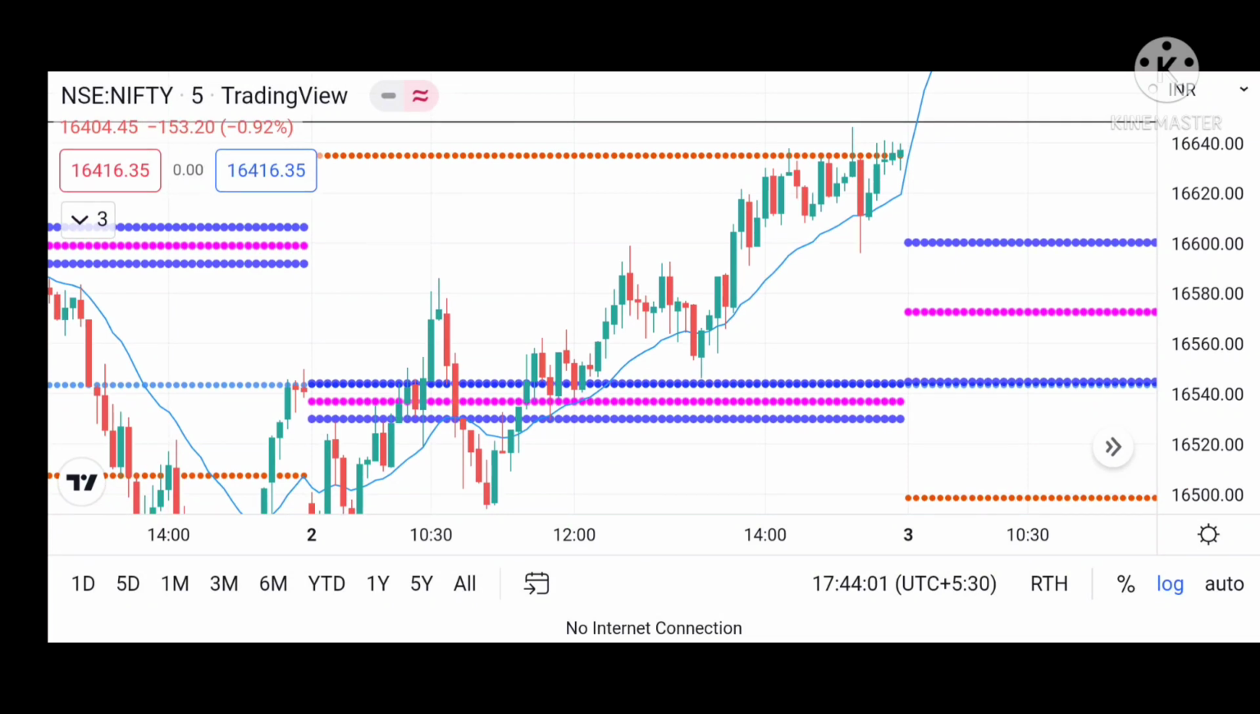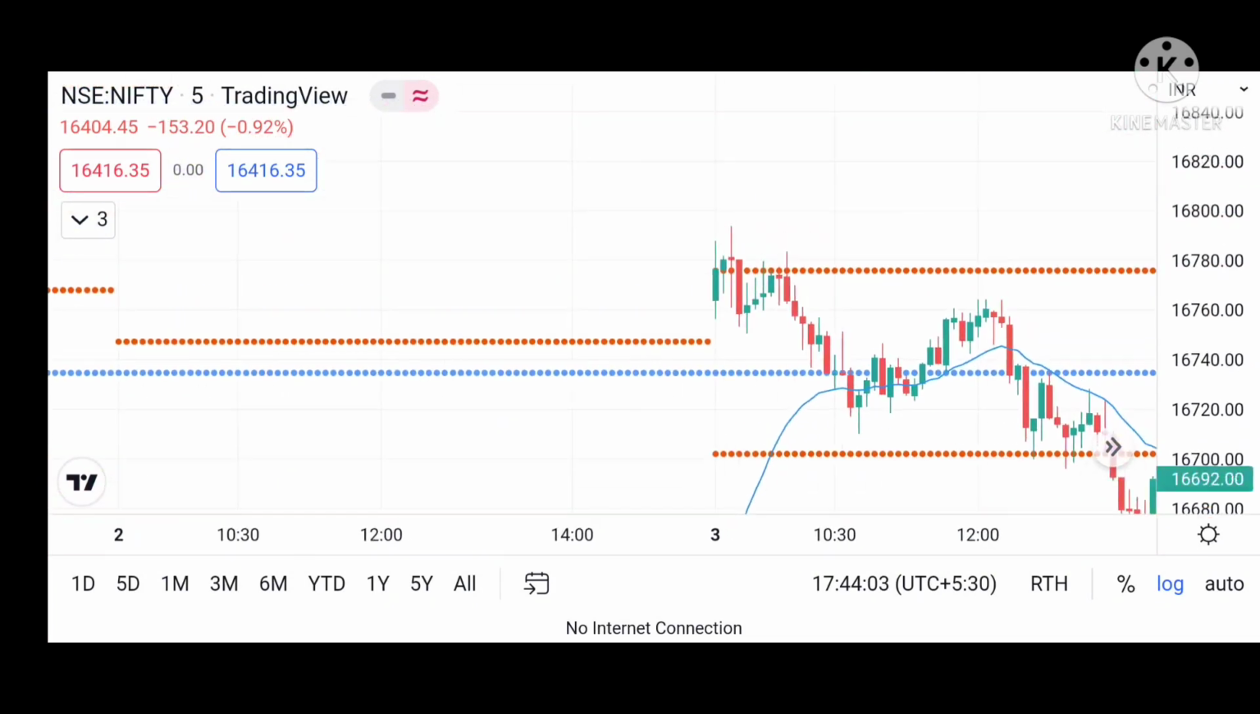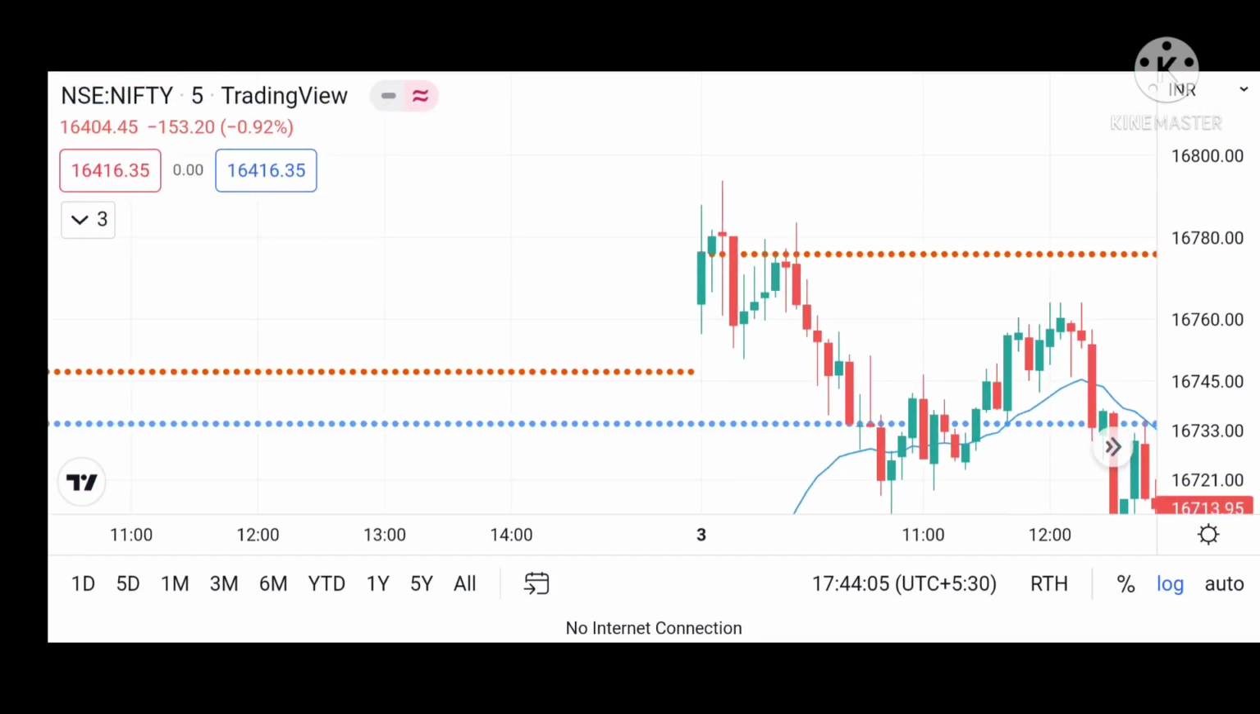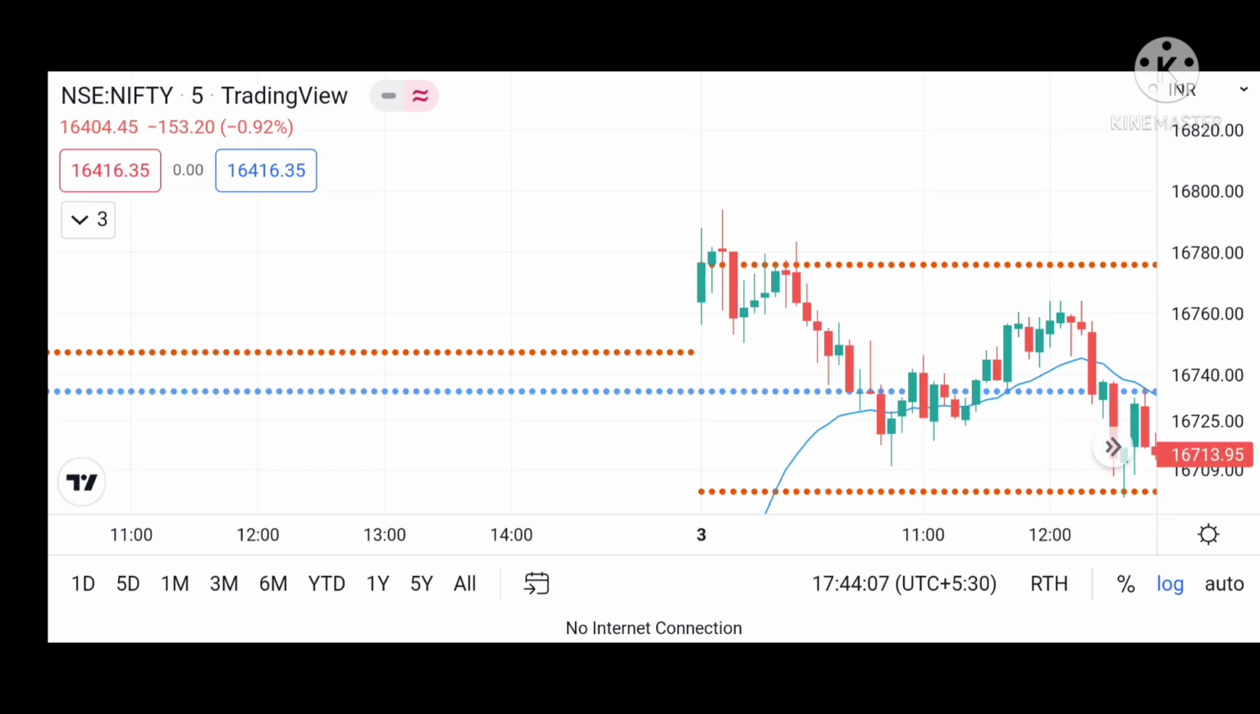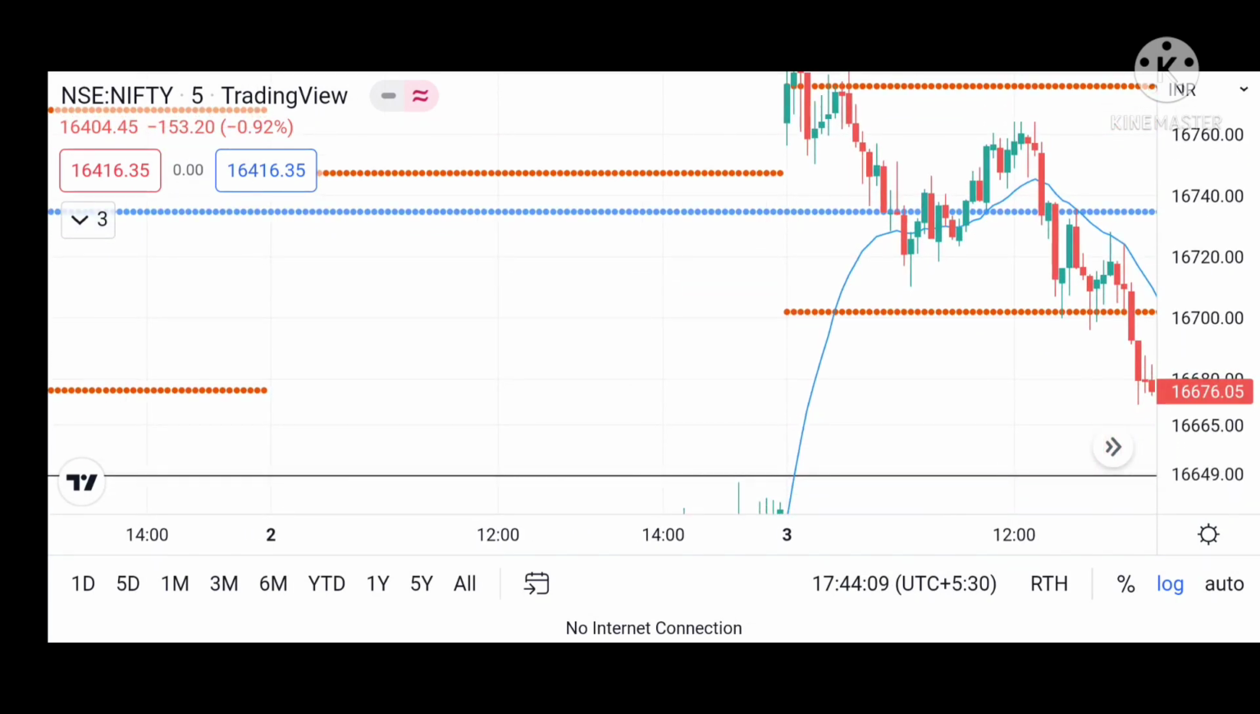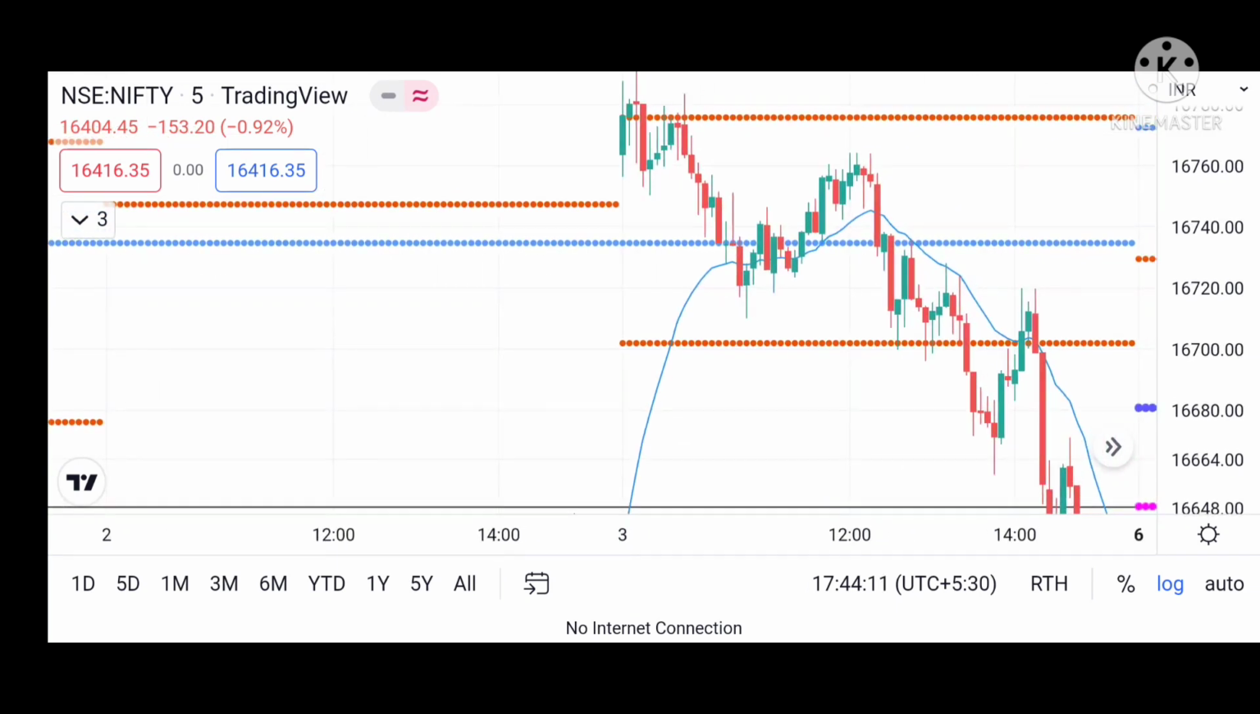So he shorted the position. So what will happen, the market opens with a big gap up. Overnight his capital is completely blown up. FIs and DIs don't care what they are doing, but retail traders are frustrated because of this.